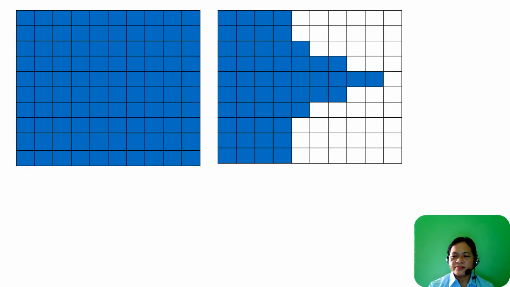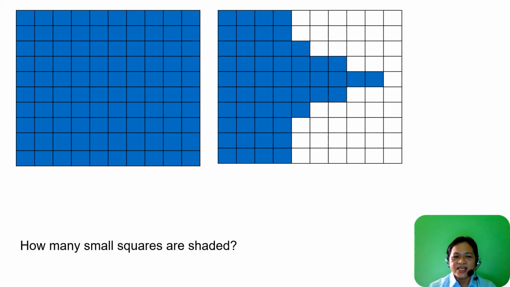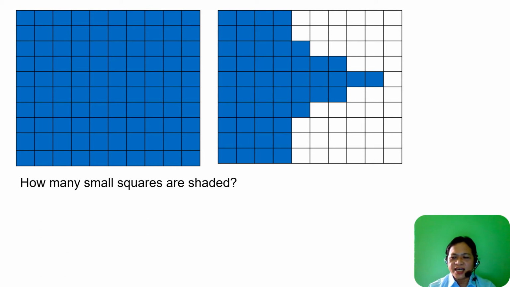Let us have another example. Study the illustration. This is a grid. Every grid consists of 100 small squares. How many grids were used? Very good. There are 2 grids. How many small squares are shaded? Very good. Have you counted the number of shaded regions? There are 153 shaded small squares.